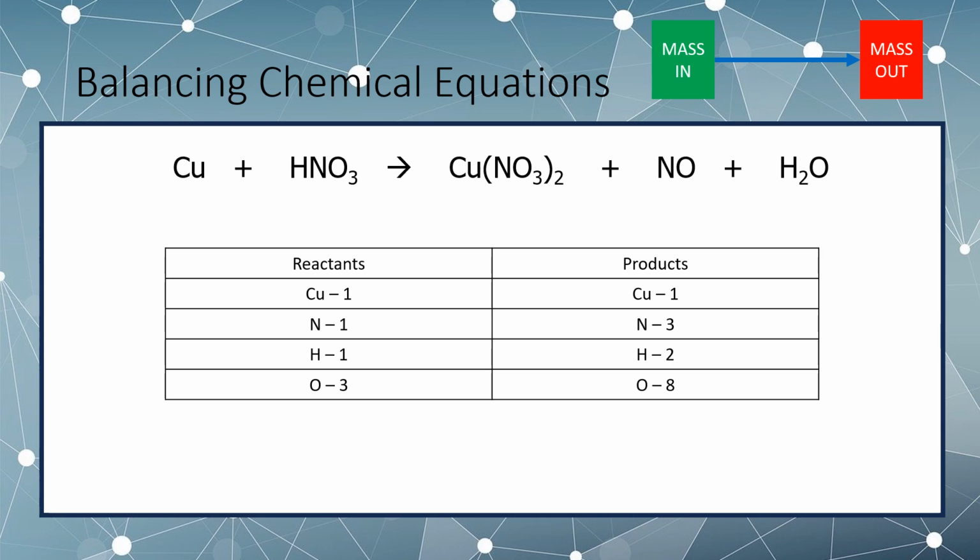For our hydrogens, we have 1 on the left and 2 on the right. And for our oxygens, we have 3 on the left and 8 on the right. Again, we have 6 in that bracket bit because we have 2 times 3. Then we have 1 in the NO and 1 in our H2O. So, we've done our metals. Our metals are balanced.